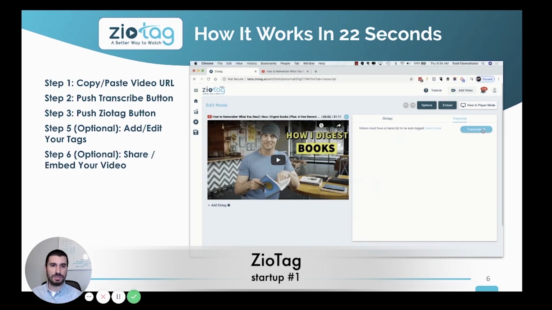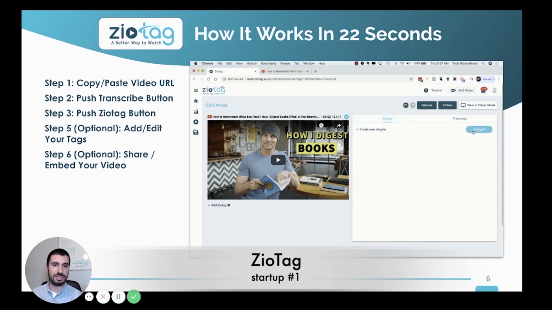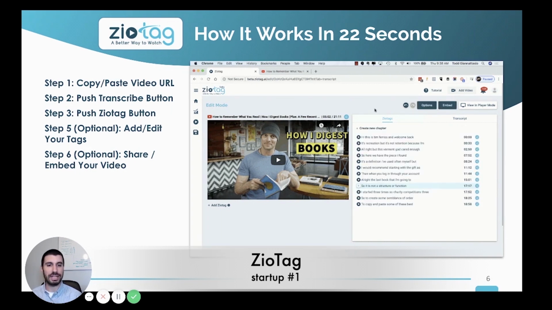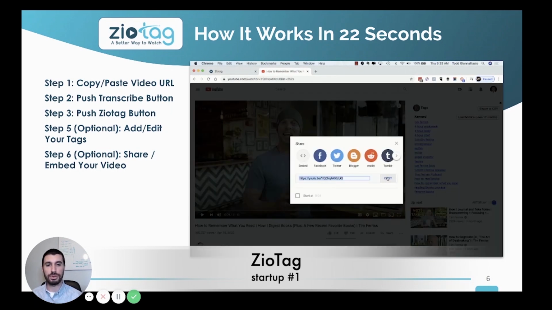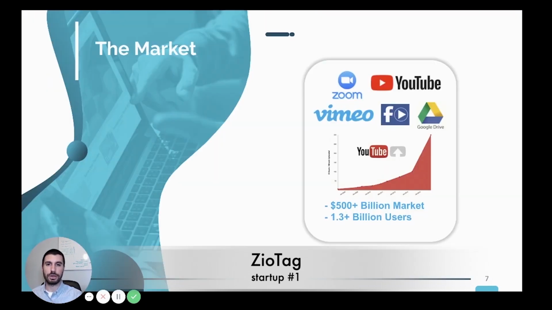Publishing is easy. You simply copy and paste your URL from your online video, auto-transcribe it, and hit the Ziotag button, and that generates your actionable table of contents. Then optionally, you can add or edit your tags from there, and then embed it on your website if you're a paid pro user, or share people directly to your Ziotag video.